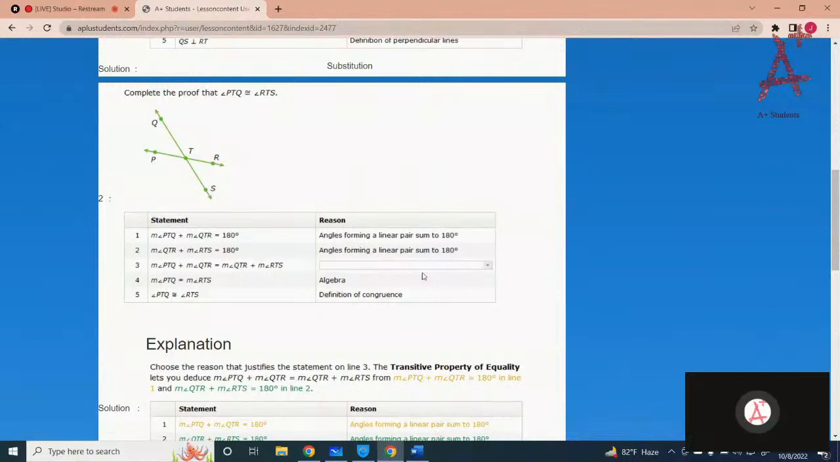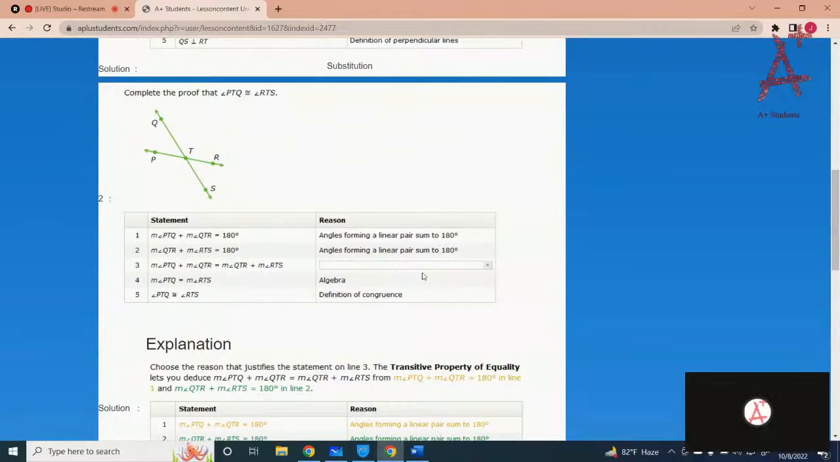Complete the proof that angle PTQ and angle RTS are congruent. Got it? So this is the proof that shows that angles PTQ and RTS are congruent. You are given the statements and reasons. One of the reasons is missing. You need to look for what the reason is. Got it? Okay, let's start with the first line.